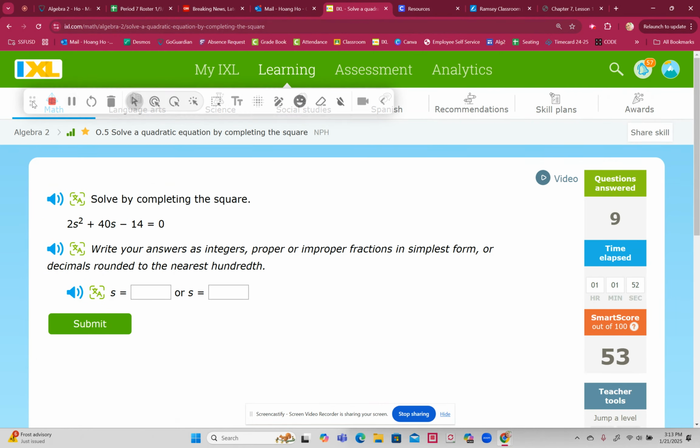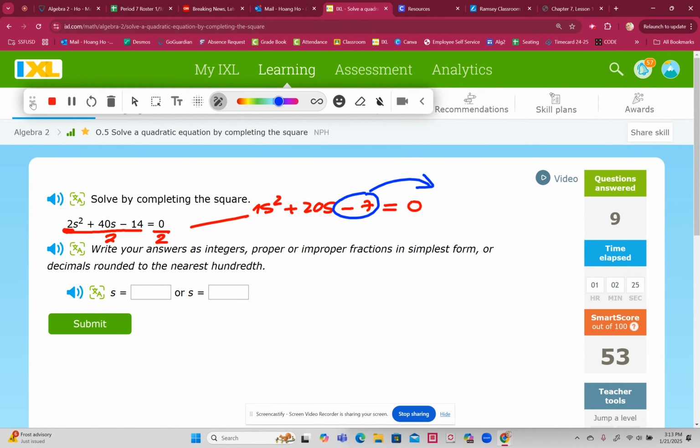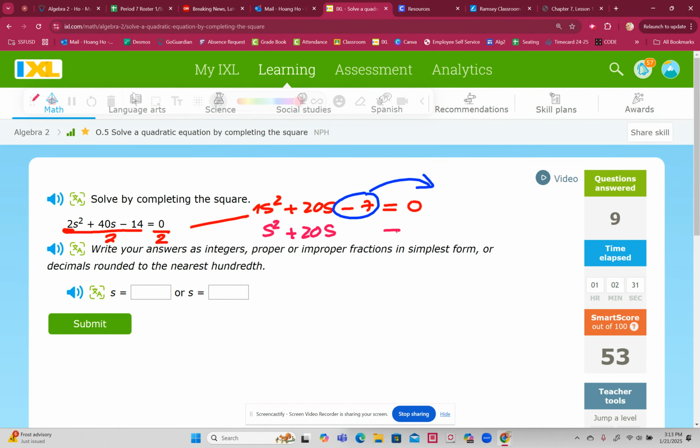Okay, so as you can see, the coefficient in front of the variable squared is number 2. It had to be number 1. So I divide both sides by 2. Okay, so now I come out with s squared plus 20s minus 7, and on the right side is 0. Next step, I'm going to move negative 7 to the right side. Okay, so I come out with s squared plus 20s equals 7.